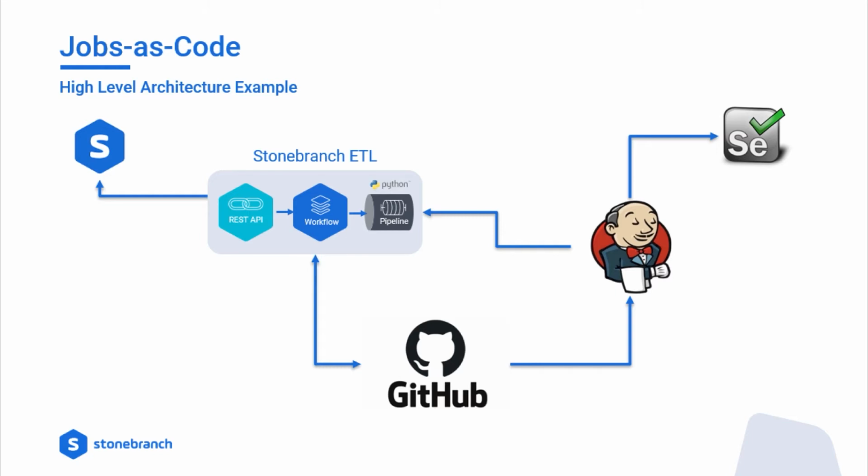Additionally, if you look on the right side, we're showing further downstream processes that you might have with Jenkins or a testing tool, an automated testing tool like Selenium.